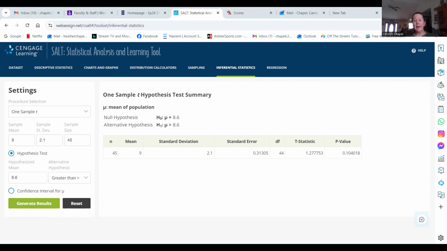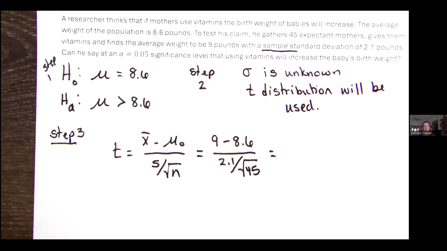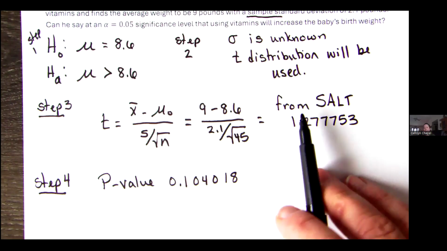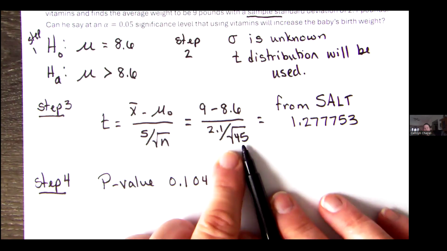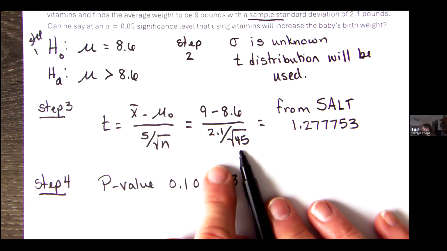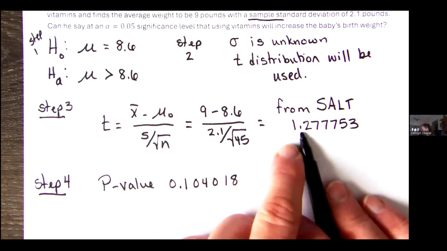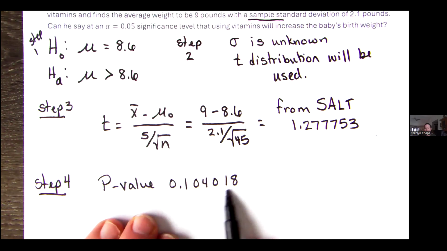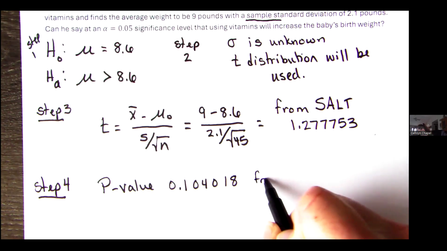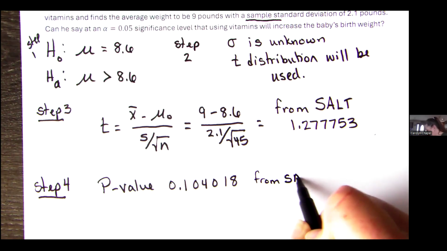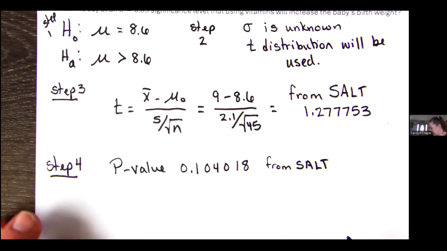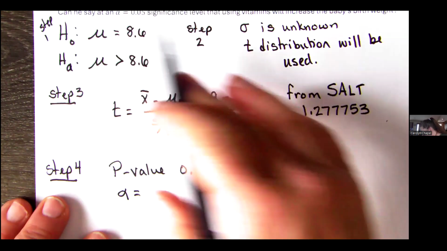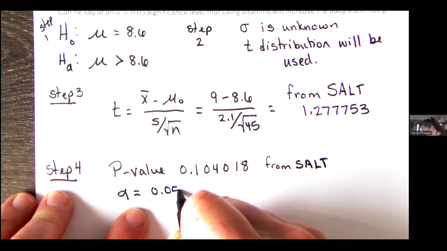So we're going to go back and we're going to let it update here. Okay, so from SALT, it actually calculated this wonderful number out for us, so we didn't have to. You could have. And we got that 1.277753. We also had our p-value that came from SALT. I'll write this on here so you have it. Okay, the other thing we look for in step 4 is the alpha value, because we go back into our question and our alpha was the 0.05.